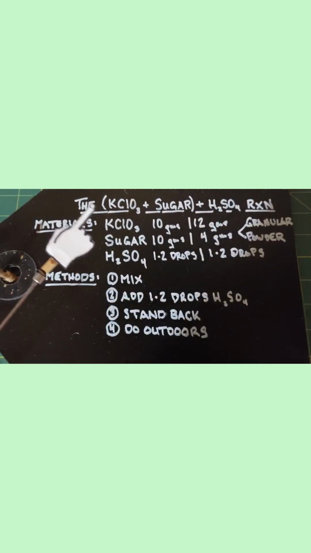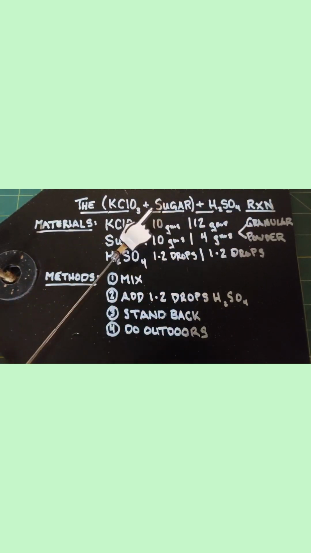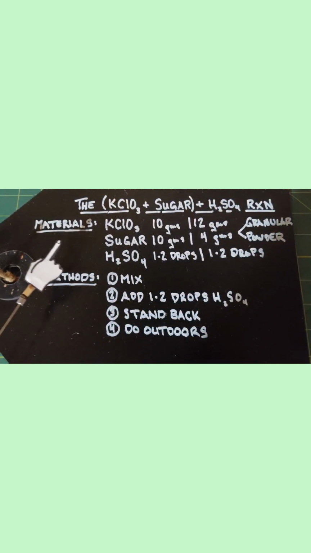This video is going to be a little bit on the short side, but it's fun. It's a reaction using potassium chlorate and sugar and then sulfuric acid. So our materials that we need for this are potassium chlorate, 10 grams, sugar, 10 grams, and just a couple drops of sulfuric acid.